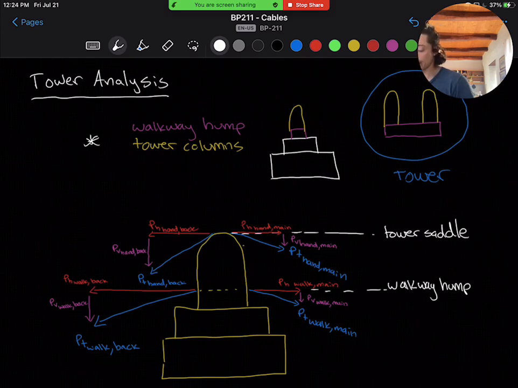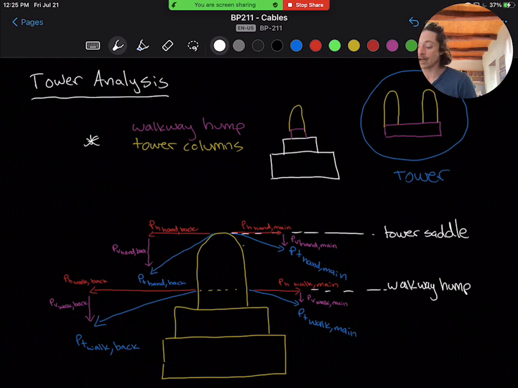And you can see on the free body diagram here, I've shown the main span forces, the horizontal PH hand main, and how that splits up, the PT hand main, how that splits up into its horizontal and vertical component, as well as the walkway forces in the horizontal and vertical component. And then along the backstay, you can see how there's going to be a force on the top of the tower column and the tower column saddle from the handrail forces. Each tower column will have a single handrail force, and then all of the walkway cables will contribute to the walkway hump forces that are shown below. That's why I've drawn that vector a little bit larger.